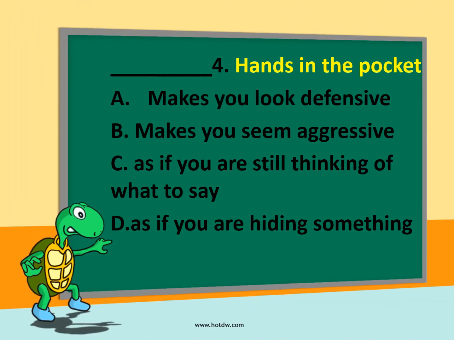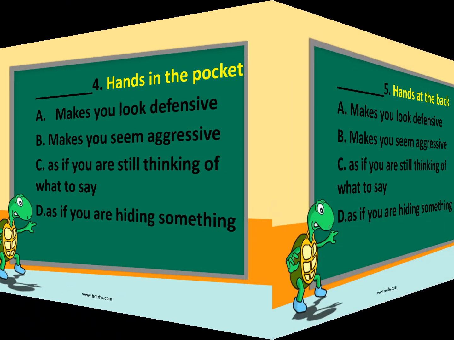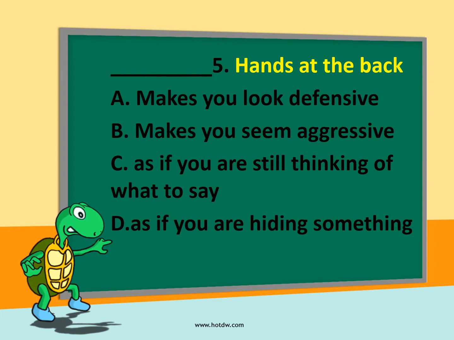Number 4. Hands in the pocket. A. Makes you look defensive. B. Makes you seem aggressive. C. As if you are still thinking of what to say. Letter D. As if you are hiding something. Number 5. Hands at the back. A. Makes you look defensive. B. Makes you seem aggressive. C. As if you are still thinking of what to say. Letter D. As if you are hiding something.